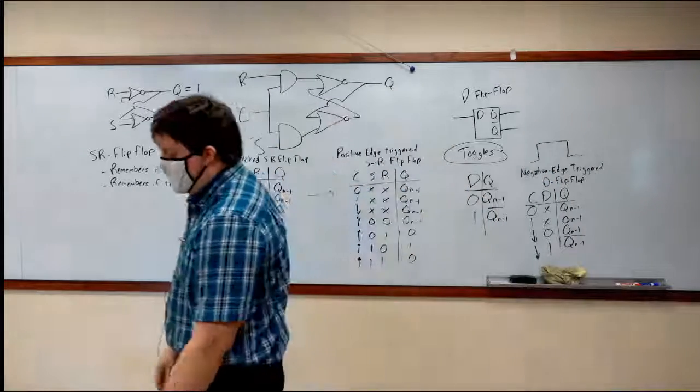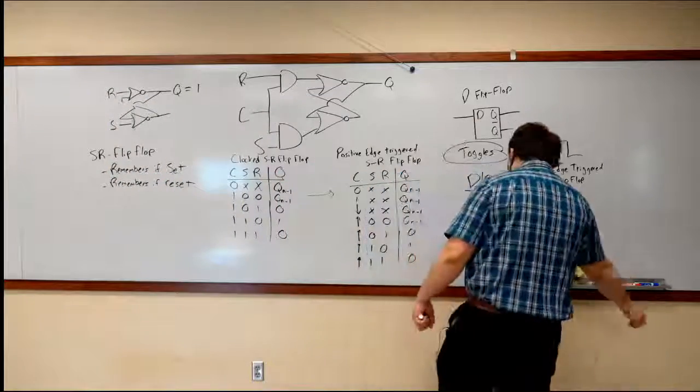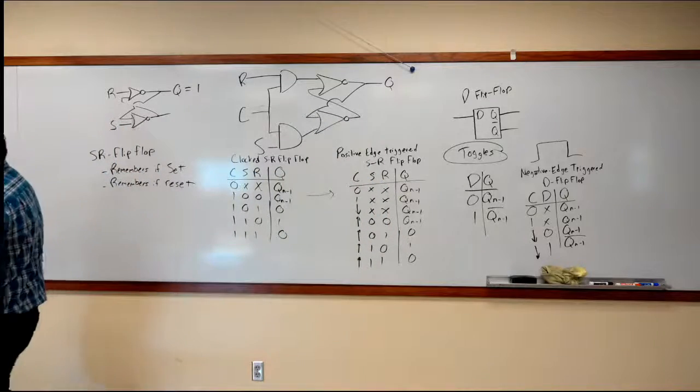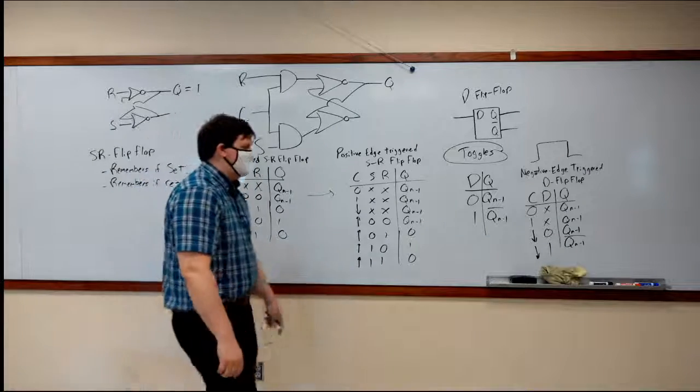What if we wanted to combine an SR flip-flop with a D flip-flop such that we could set and reset or toggle it? That is what's known as a JK flip-flop.